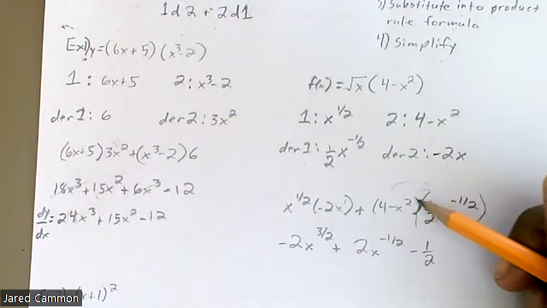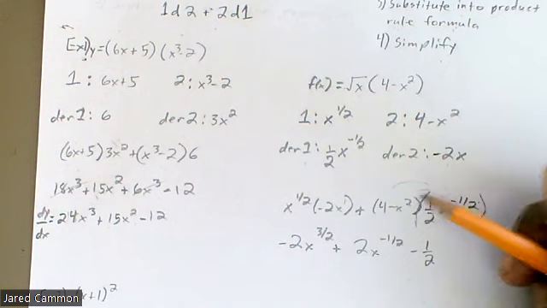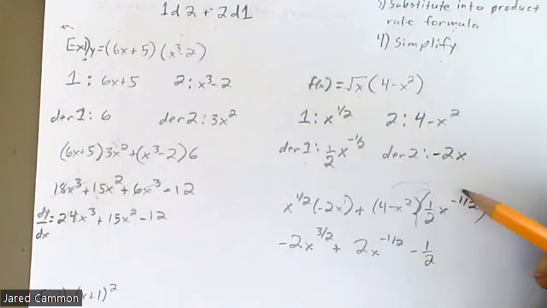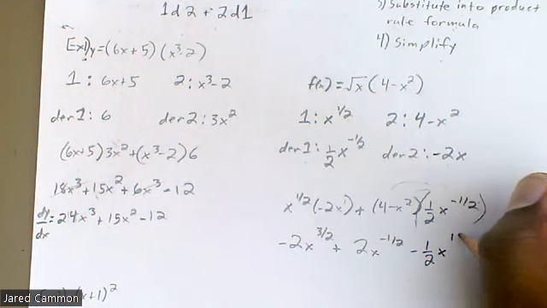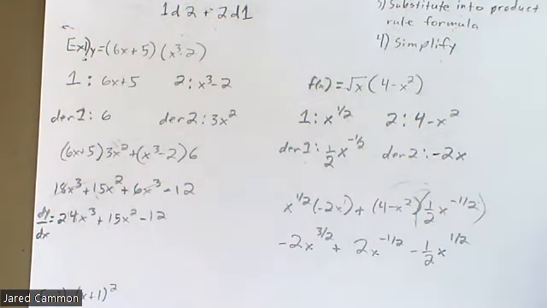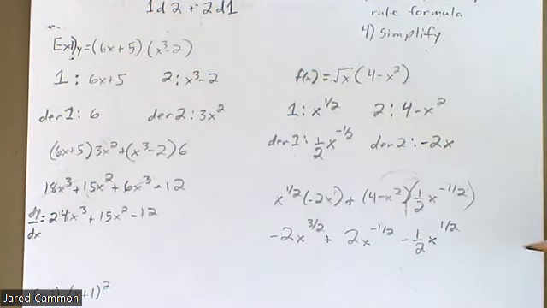And then remember, you have the 2 here and the negative 1/2 here. We're just going to add these. So 2 plus a negative 1/2 is going to give us positive 1/2. So we have positive x to the 1/2. So now all we have to do here is combine terms if we can. And otherwise, then you do want to get rid of any negative exponents.